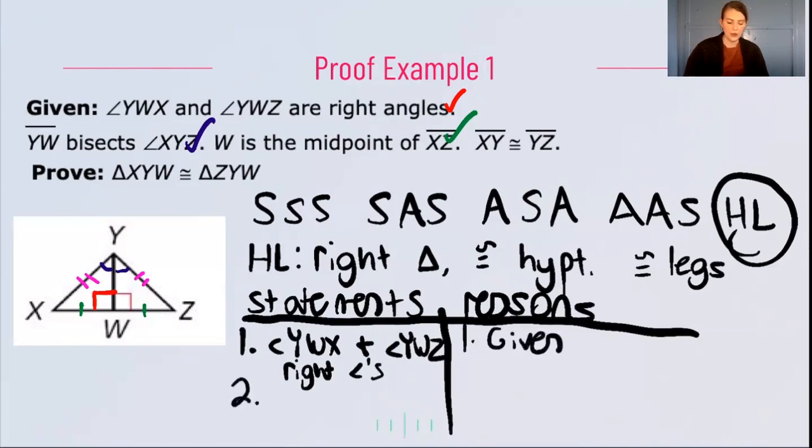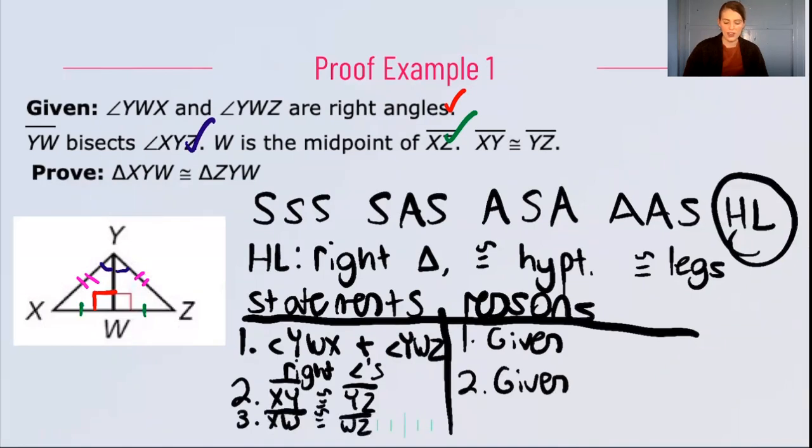Next, I'm going to list my congruent hypotenuses. And I learned that because it says that XY is congruent to YZ. That's also just given. If it's just listed, then we write given. And then 3, my legs are congruent. So I can say that XW is congruent to WZ, and I can do that because of the definition of midpoint.